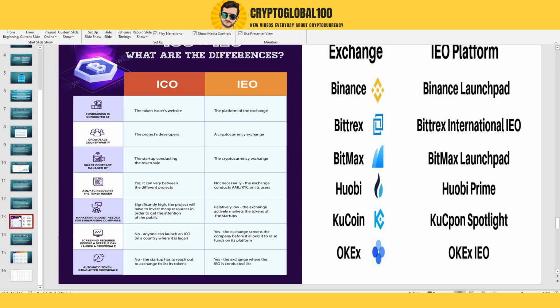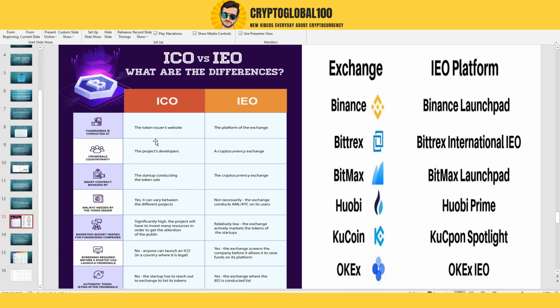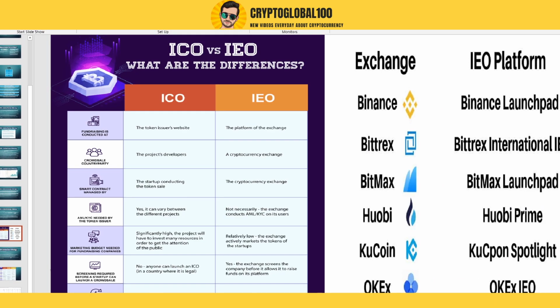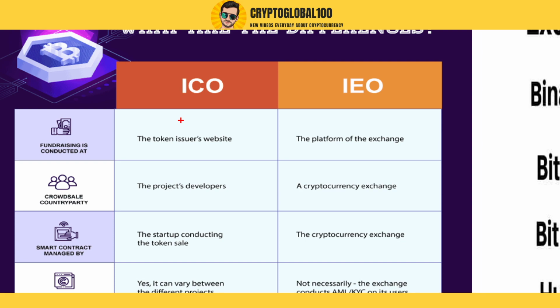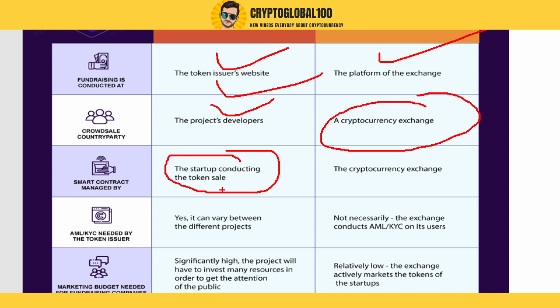Moving on, you can see here we have different forms of the ICOs. ICO versus IEO: what is the difference? An ICO is listed on the token issuer's website, but an IEO gets listed on the exchange. In a crowd sale it depends on the project's developers, but in an IEO it's the exchange's duty to get the funds. The smart contract is managed by the token sale in an ICO, and by the exchange in an IEO.